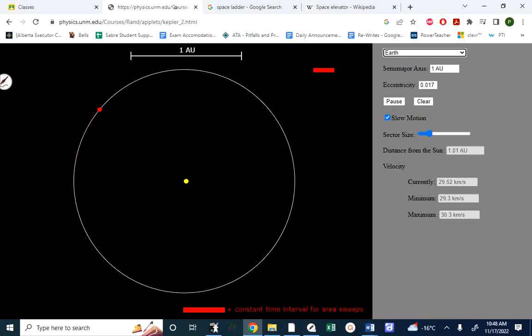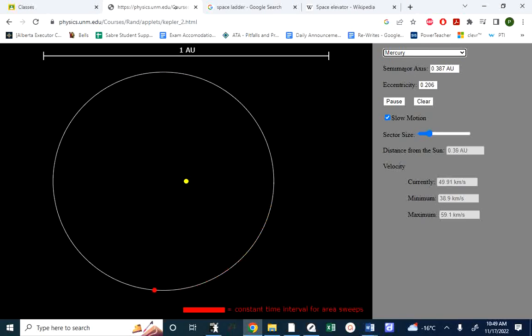So if I were to take a look at some of the other planets, well, I'll start with the planet that's closest to the sun. I don't know if it's clear that it's not a circle, but it's pretty clear that the sun is not in the center of this orbit.